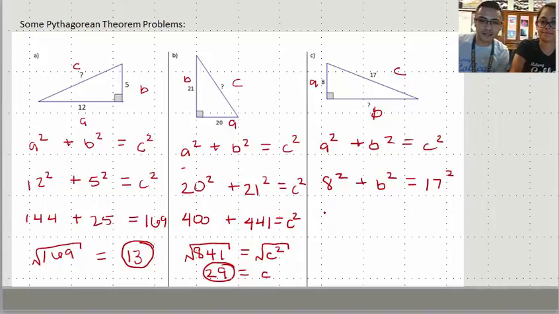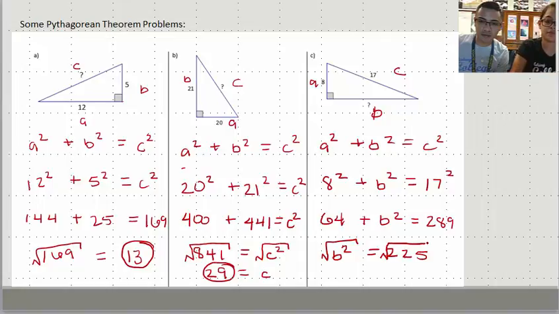Now, 8 squared is equal to 64, plus b squared, which we don't know, and 17 squared is 289. Now, what we would want to do is take the difference between 289 and 64, and we'll write it in this form, which would be 225. Now, to get b by itself, again, we would have to do the square root on both sides, like Myra said, and b should give us 15.